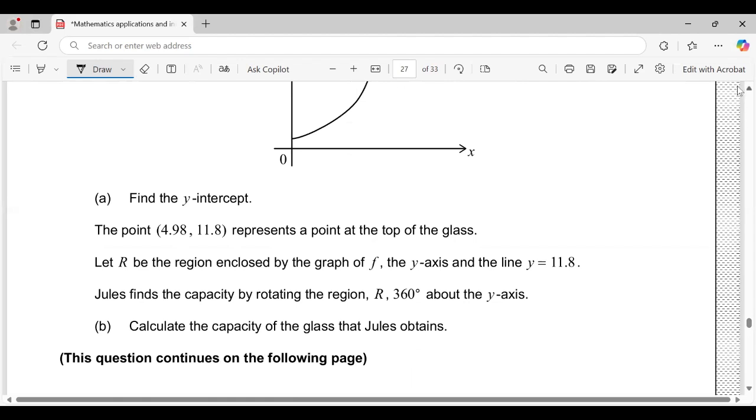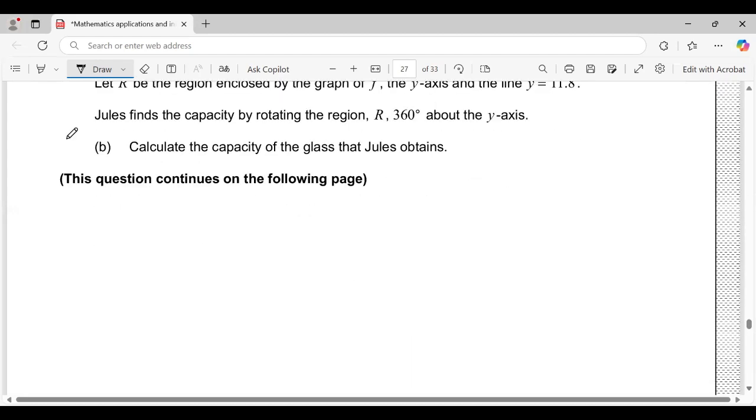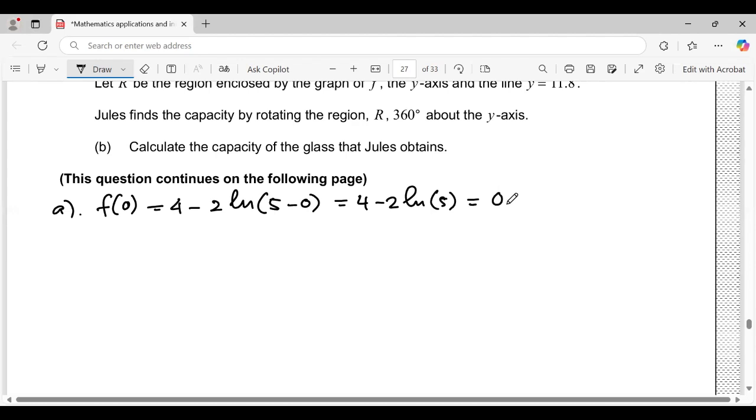Find the y-intercept. The y-intercept we can determine if we set x equal 0. If x equals 0, we can write f(0) equals 4 minus 2 ln(5 minus 0), equals 4 minus 2 ln 5. And if you calculate, the result is 0.78112. Rounded off becomes 0.781.